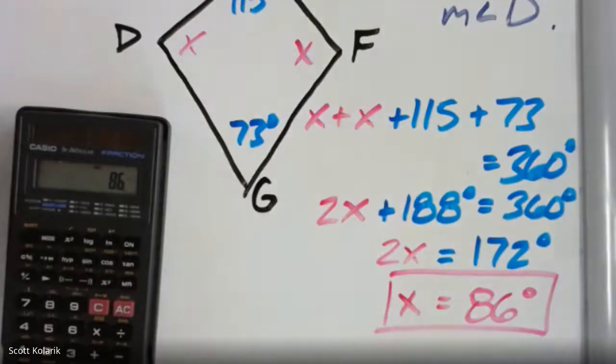Thus concludes our Chapter 7 cheat sheet. I'll go ahead and stop recording right there.